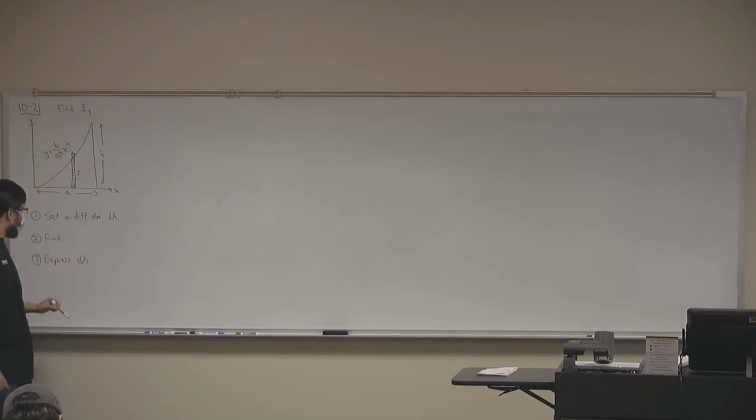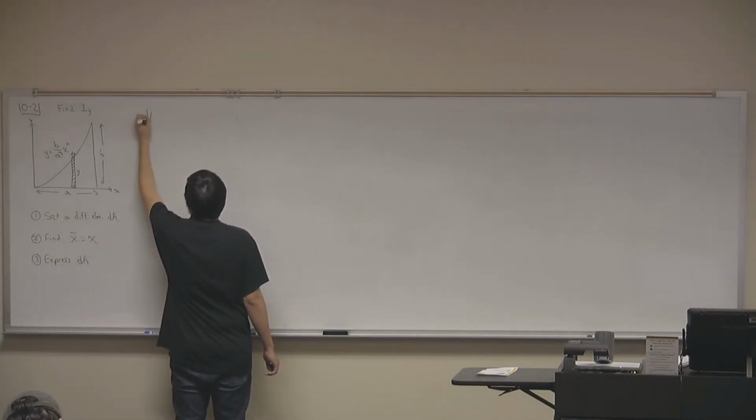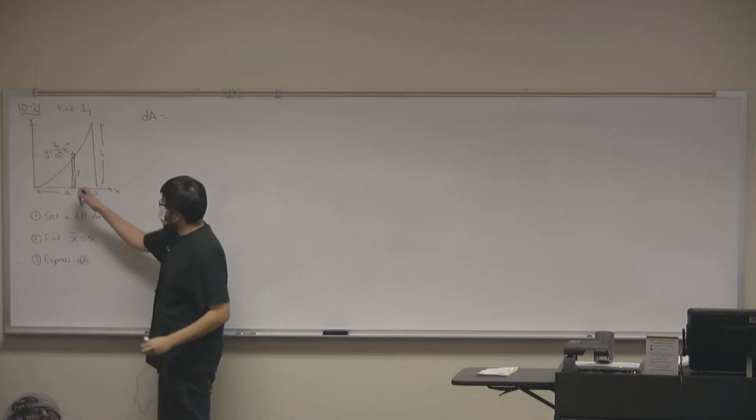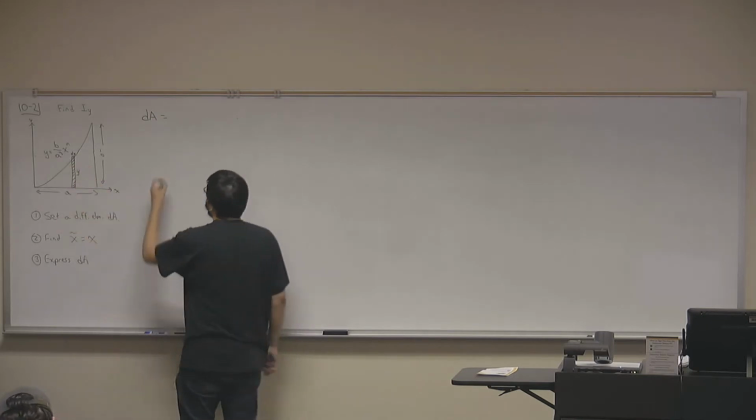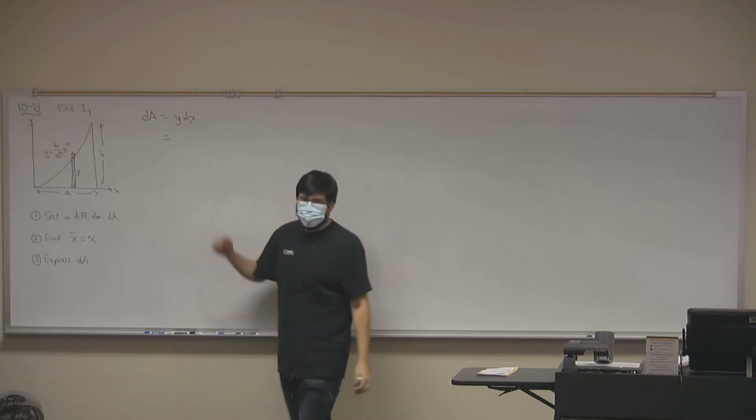So we set a differential element. Do we need to find y squiggly or x squiggly now? X squiggly. And what is x squiggly? Just x. That's correct. We want to express dA. So we already know that the area of this element dA is simply the product of its two dimensions, y times dx. Is this enough for us to integrate?